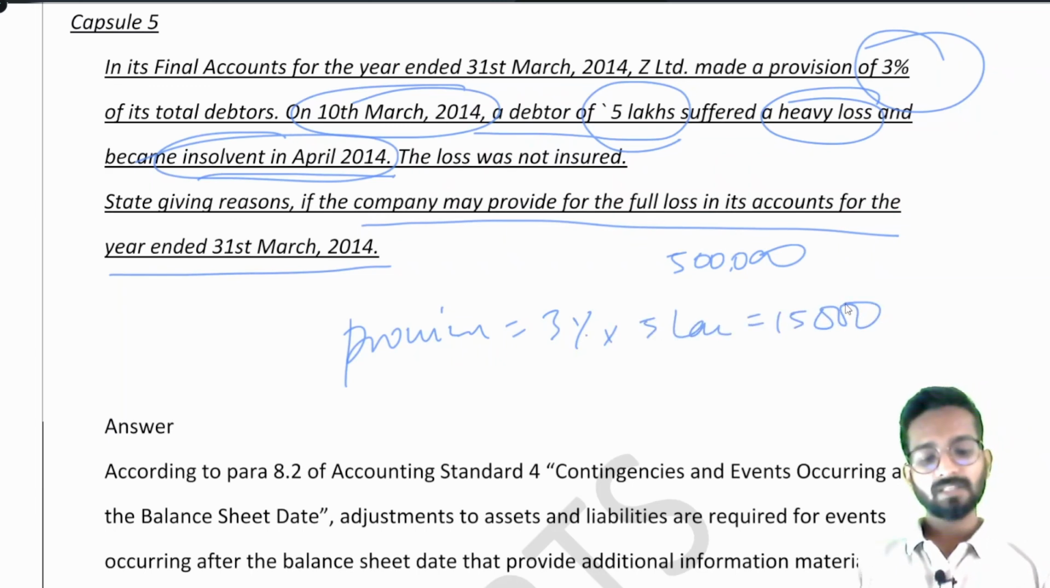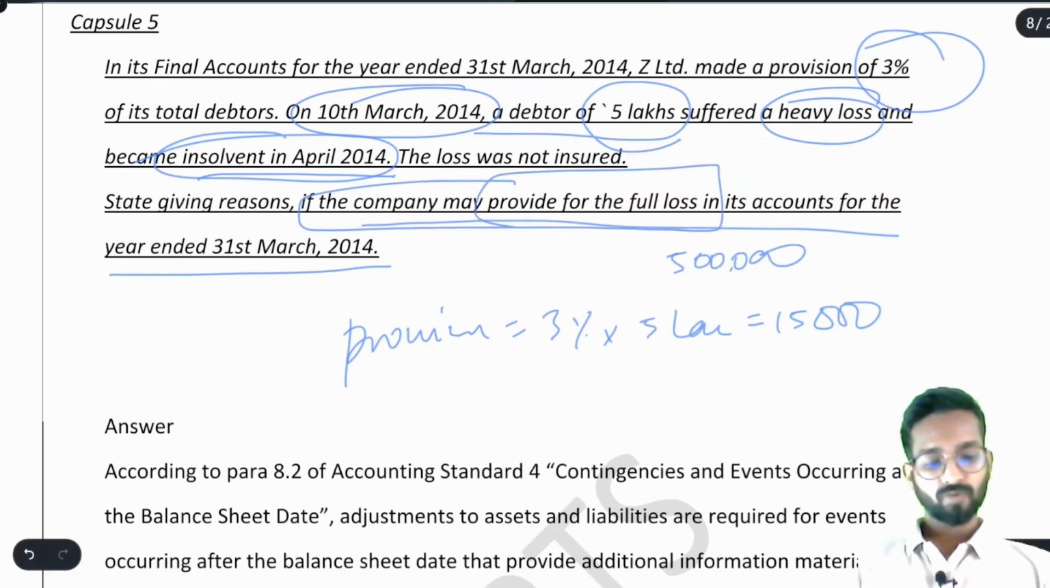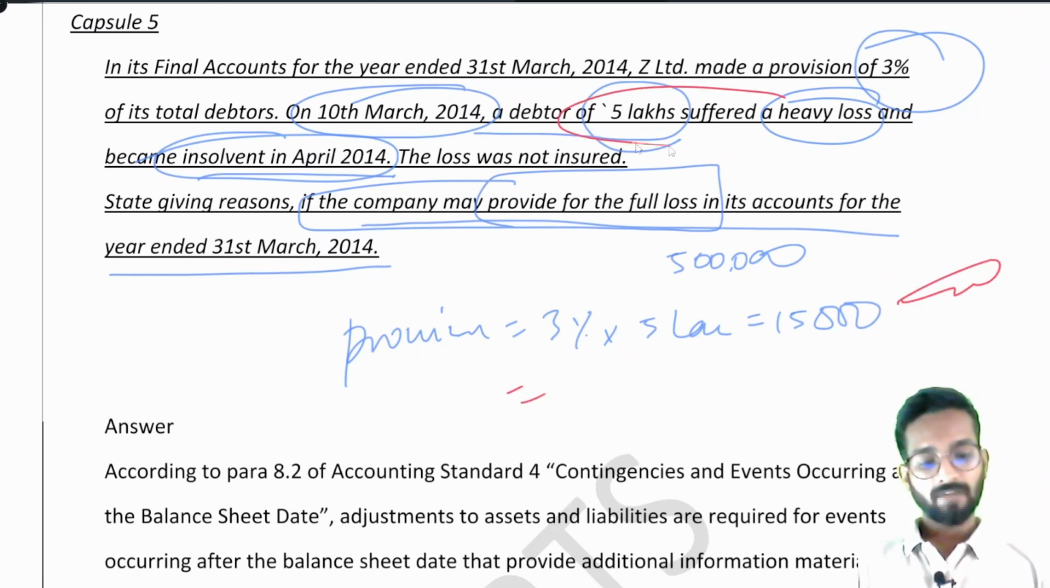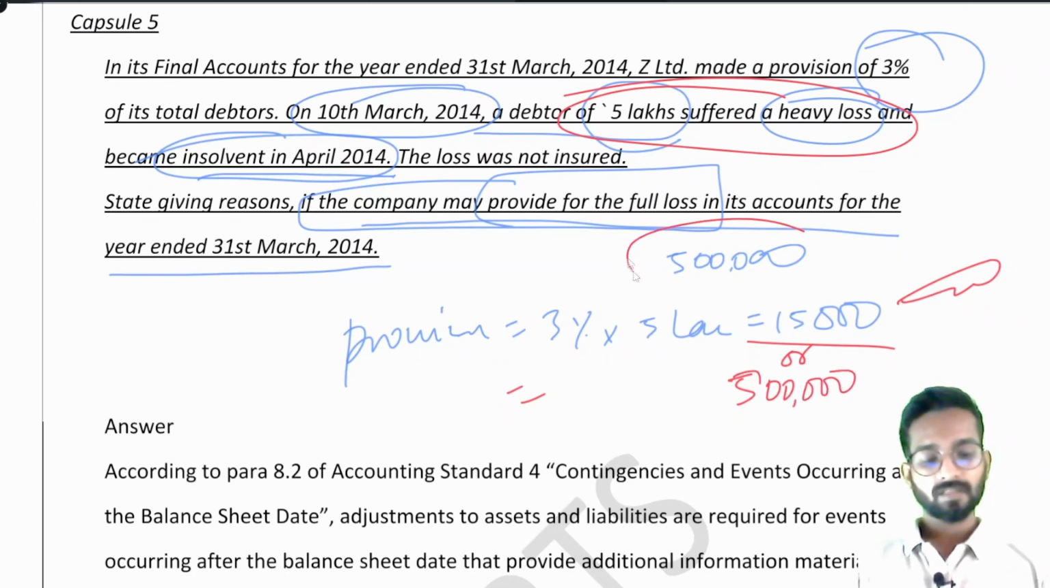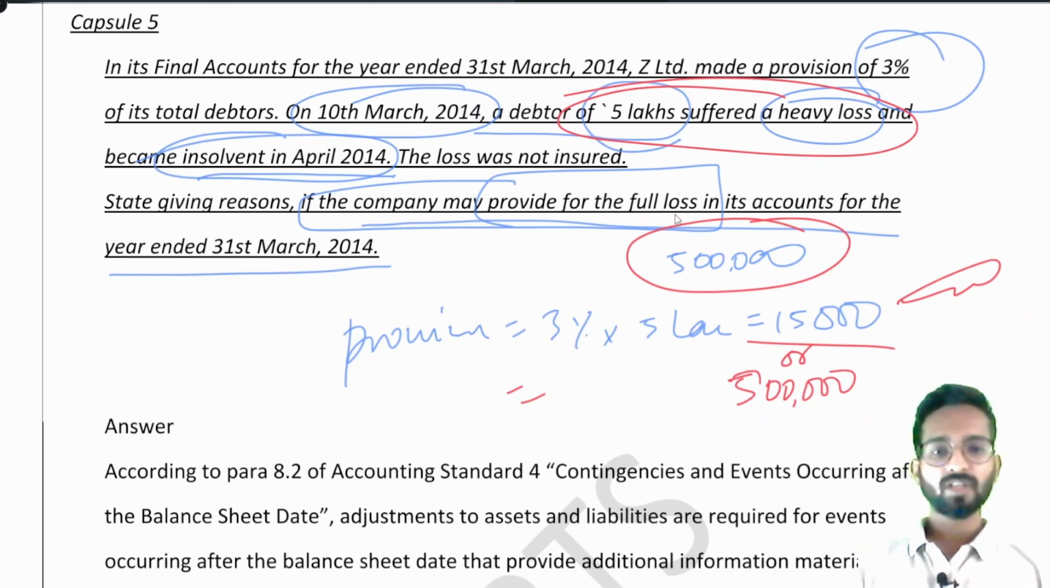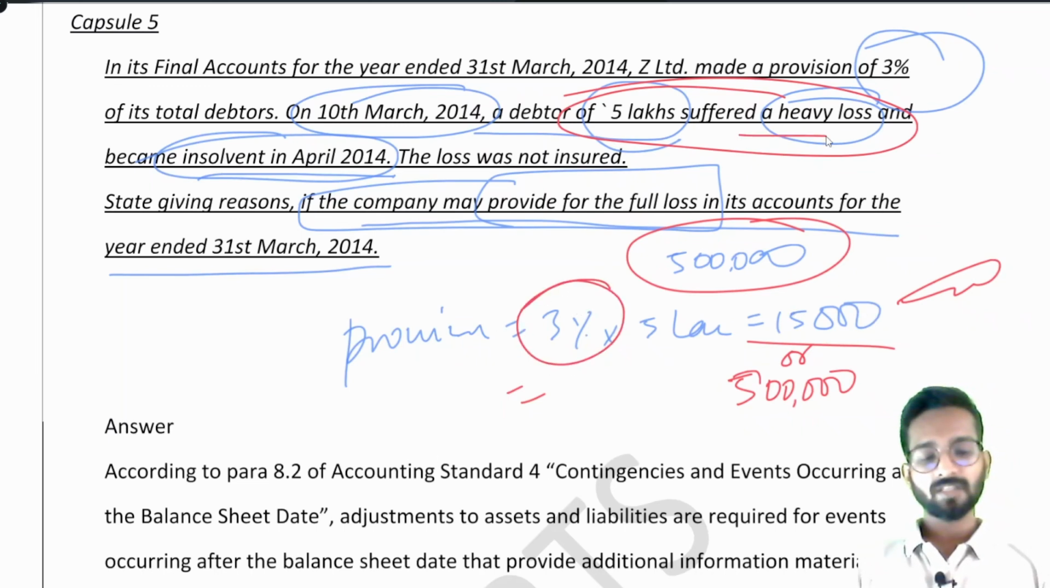Now the company is asking us if the company may provide for the full loss. It means they are saying that we should provide a provision of 15,000, or because we now know that the entire 5 lakh has become our loss, the provision should be 15,000 or the entire amount of 5 lakh. See, provision for doubtful debt, provision for bad debt means what? That the company expects that this much can be the loss from this debtor. Generally the company used to expect that 3% can be the bad debt. But now the company is saying, because we know that everything we will lose because he himself has suffered a huge loss, can we prepare a provision for the entire 5 lakh rupees?